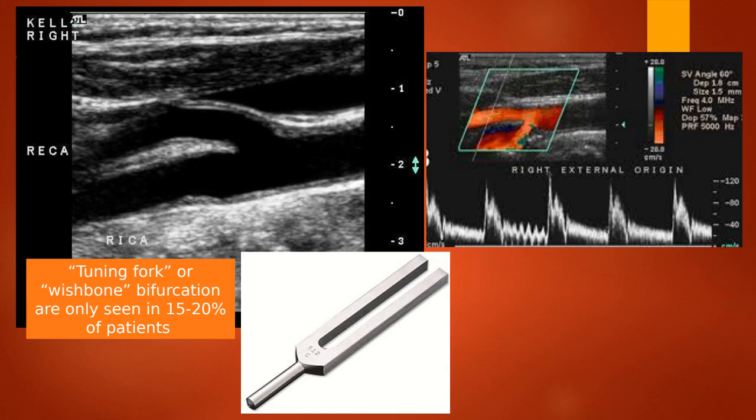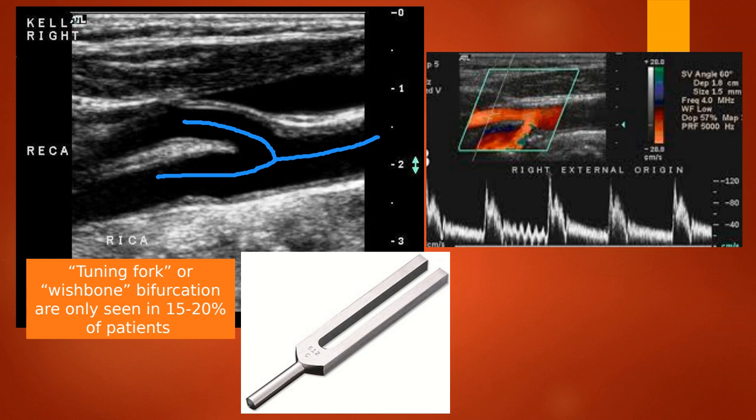So here we have our nice bifurcation. We can see here, this top picture is typically what it looks like. This is what we call our tuning fork or our wishbone. This is what we would love to see in most patients, but we only see this in about 20% of them. So most of the time you have to angle either anteriorly to get the ECA or posteriorly to get the ICA. But in a beautiful world, you can see the carotid going right into that split.